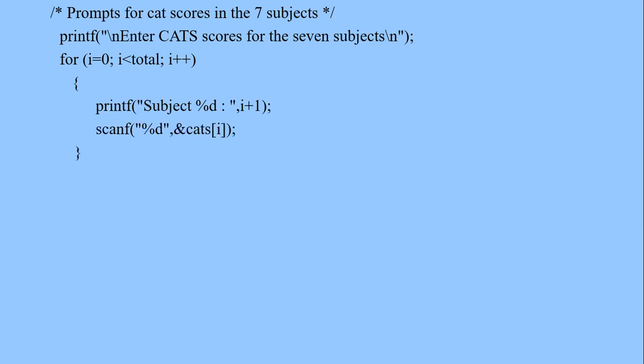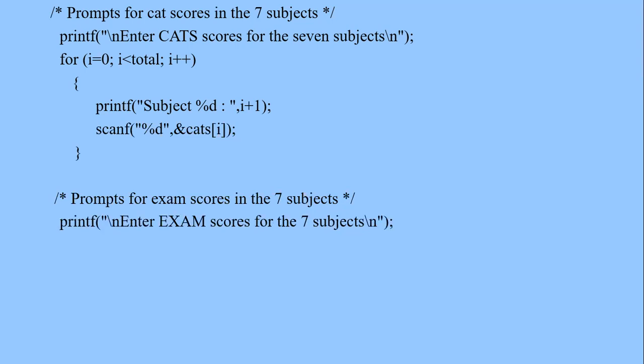And that will continue, my dear students, until the value of I is not less than total. It's not less than 7. And once the value of I is not less than total, we are going to exit from the loop. And by that time, we shall have entered all the CAT scores for the 7 subjects. And then we prompt for exam scores in the 7 subjects. So we request this person to enter exam scores for the 7 subjects, where we also do the same.